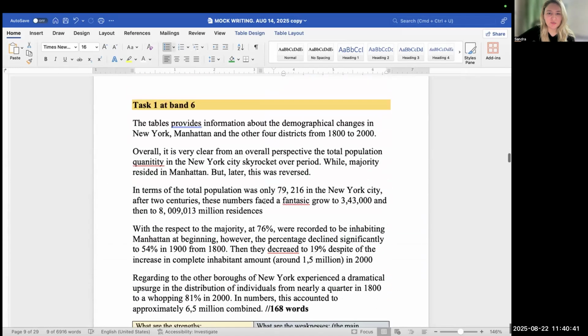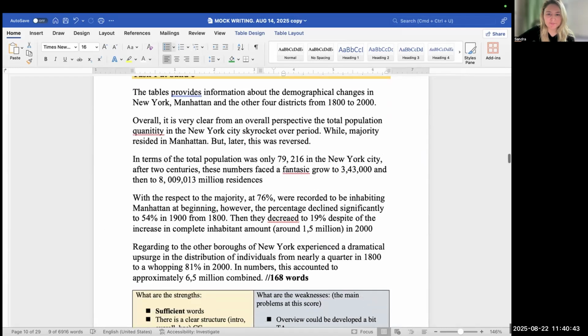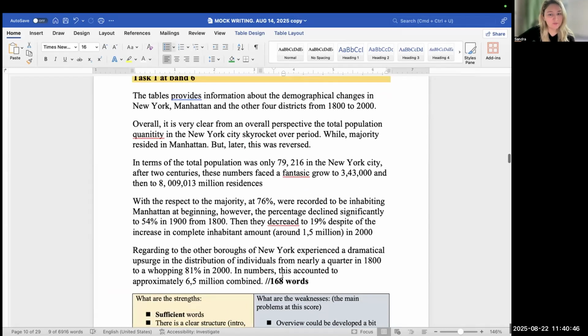Okay, now let's look at what it looks like at a band 6. You see, we already have a little bit more, so you're giving the examiner a little bit of language so they can assess you, and that definitely boosts your score if that language is done well. And I think we have a little bit more sophistication than the previous one. "Table provide." Okay, so we have some mistakes, but "demographical changes." So there's a little bit of an attempt. You see, we have better clarity overall.